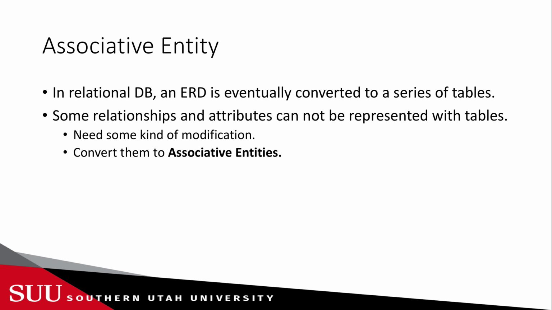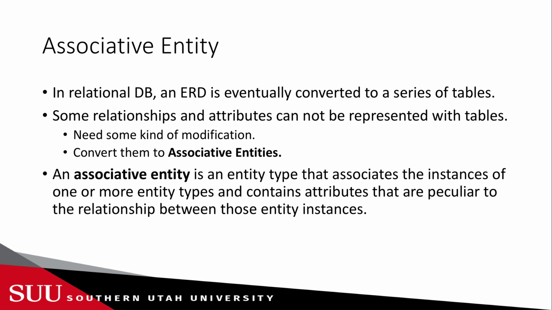And this modification is going to be to convert them to associative entities. So what is an associative entity? It is an entity type that associates the instances of one or more entity types and contains attributes that are specific to the relationship between those entity instances. So sometimes we need to keep track of some attributes on the relationship itself. So if we have that case, we will probably need an associative entity depending on your type of relationship, as we will see.